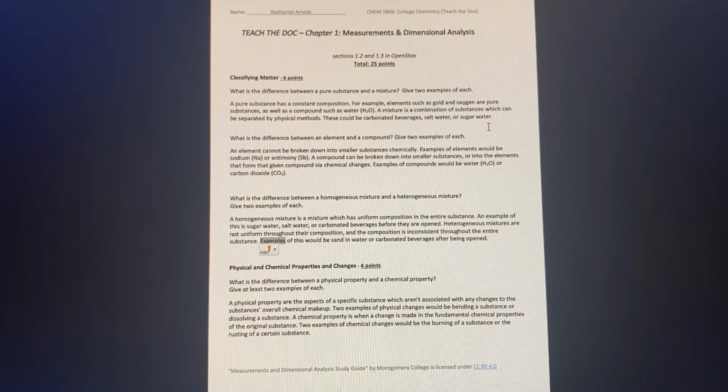Now, what is the difference between an element and a compound? And give 2 examples of each. Now, an element cannot be broken down into smaller substances chemically. And examples of elements would be sodium or antimony. And then a compound can be broken down into smaller substances or into the elements that form that given compound via chemical changes. Examples of compounds would be water, H2O, or carbon dioxide, CO2.